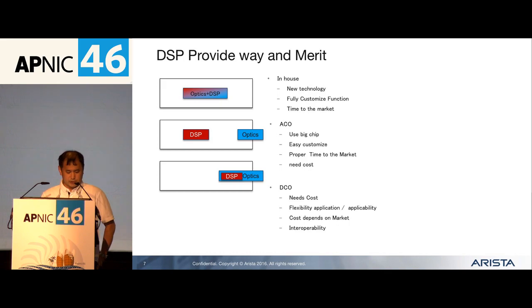Last one is DCO, digital coherent optics. The DSP is located in the optics. So it needs a cost, but it has flexibility and applicability. The cost depends on the market. If many customers like this optics, then the cost will be cheaper than today.